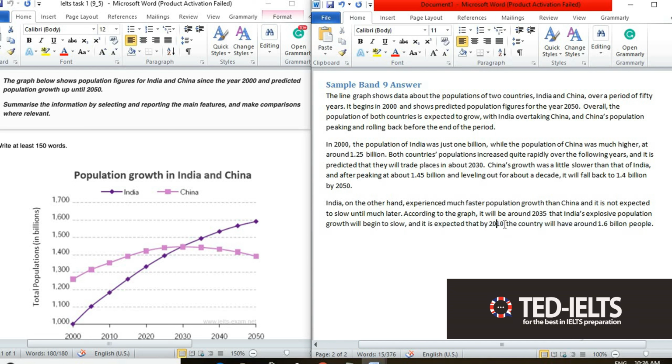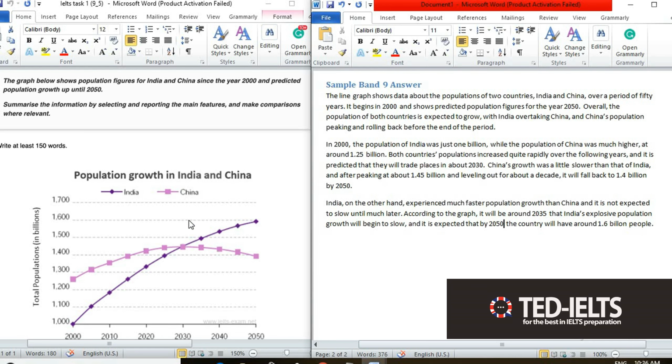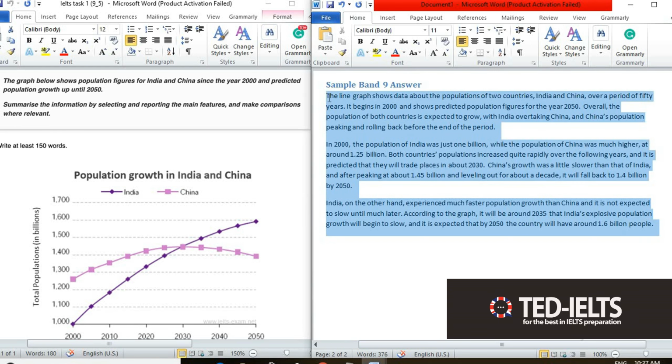Finally, the last thing is just to mention at the end here, it is expected that by 2050, the country will have around 1.6 billion people. Okay, so 1.6 billion people up here at the top, and this is by 2050 at the end. Now I could talk about the difference between these. I could go on and write another sentence saying that is 0.2 billion or 200 million people more than China.